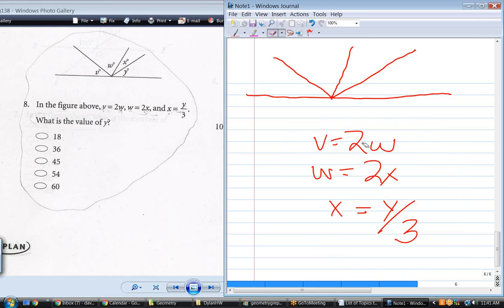So we could do, labeling that V, what should I label it? 2W, for starters. And then label W? 2x. And what should I label X? Y over 3. This one can stay Y because we're trying to solve for Y, right?